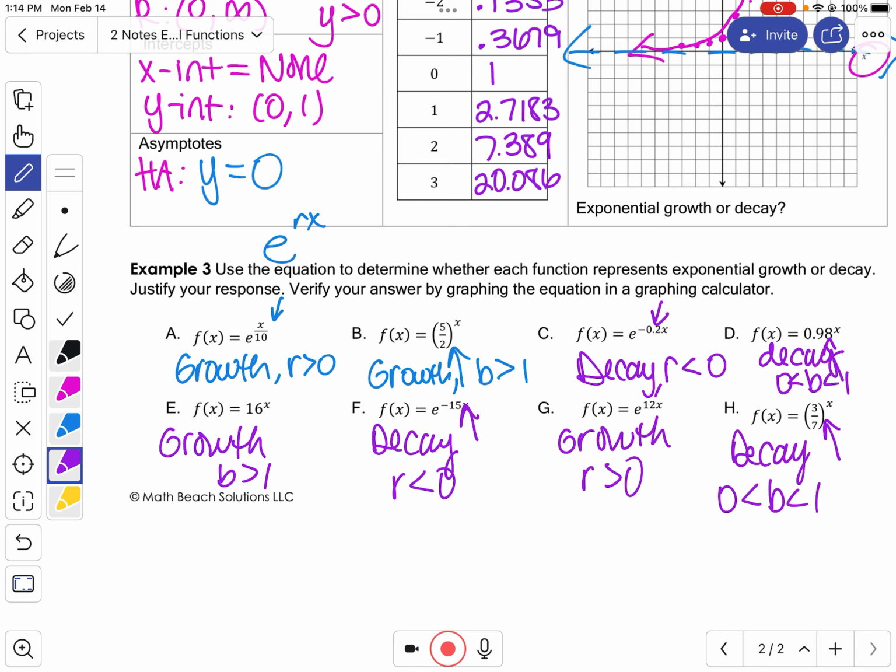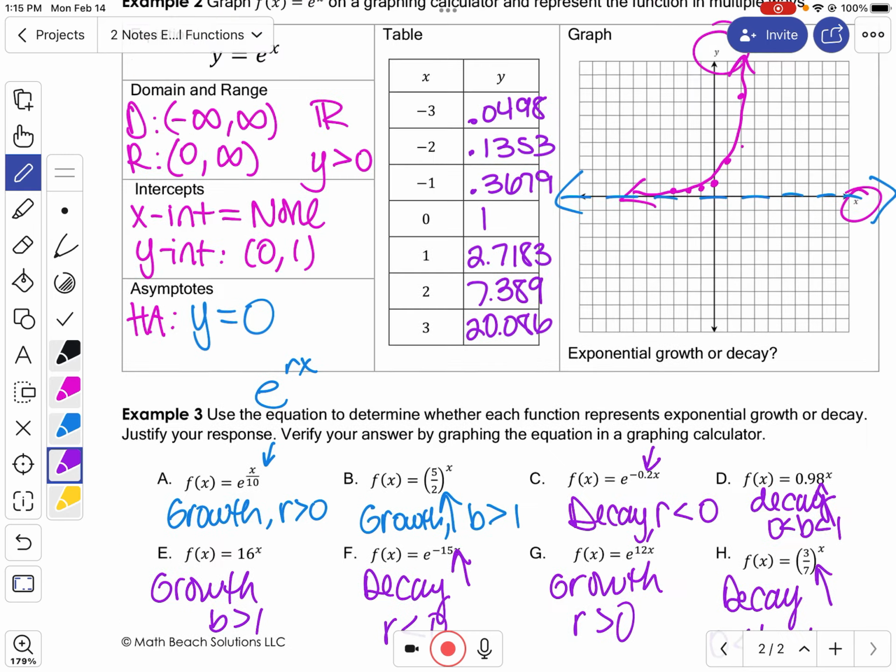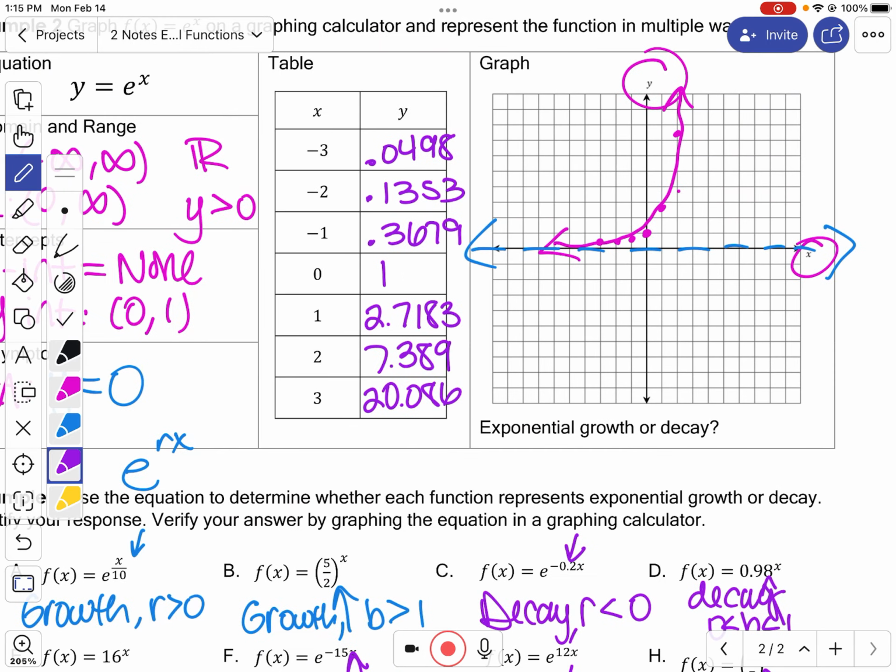Okay, so graphically you can determine if it's exponential growth or decay just by looking at the graph from left to right. And then the equation, you're looking at your base, but if it has an e in it, you're looking at the exponent to see if it's positive or negative. Going back, I forgot to circle up here. Notice this one was increasing from left to right, so that was an exponential growth.